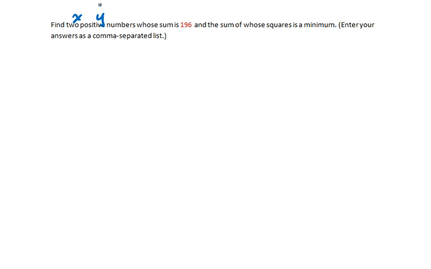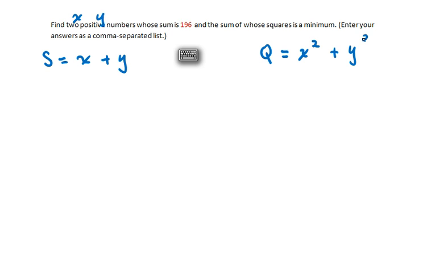There are two quantities involved. There's the sum of the two numbers, and there's the sum of the squares of the two numbers. I'm going to call that Q. We want to minimize the sum of the squares given that the sum is equal to 196.